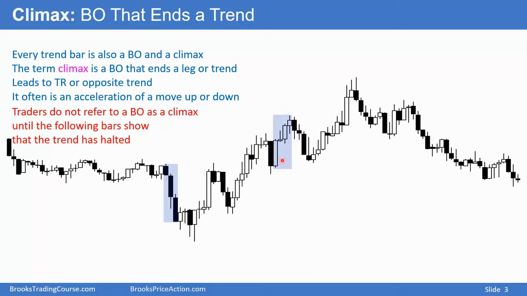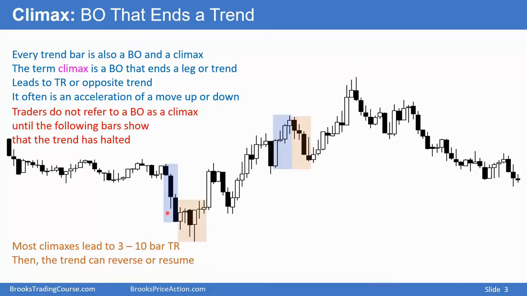I don't use the word climax to refer to a breakout until the bars after the breakout show that the trend has ended. Either reversed or halted and became a trading range. Most climaxes lead to a 3 to 5 or 10-bar trading range, and then the market decides whether it will reverse or resume. Here we have a buy climax and a pause, and the trend resumed. Here we have a sell climax and a pause, and the trend reversed.